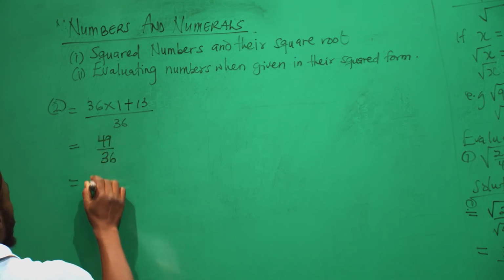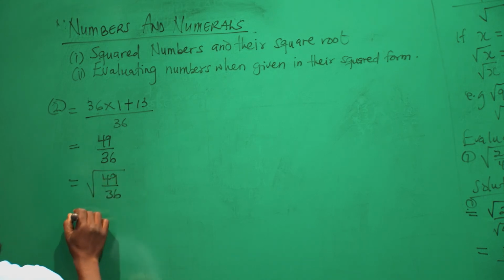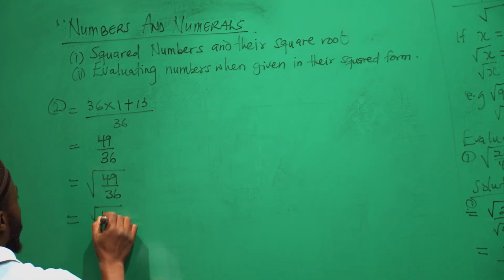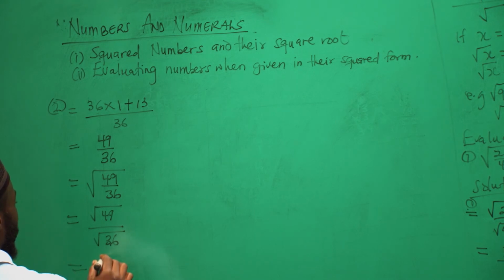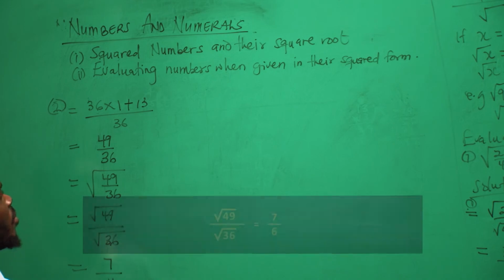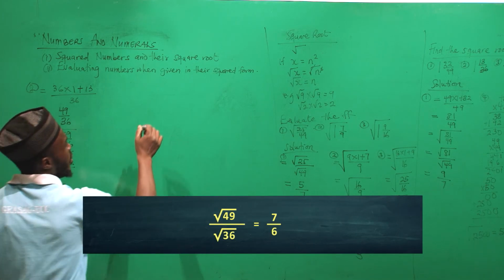Then a bigger square root, 49 on 36. Then you share it into 2: square root of 49, don't forget the on, the square root of 36. Square root of 49 is 7, square root of 36 is 6. Okay, I guess you were able to get it correct. Now let's go to question 3.